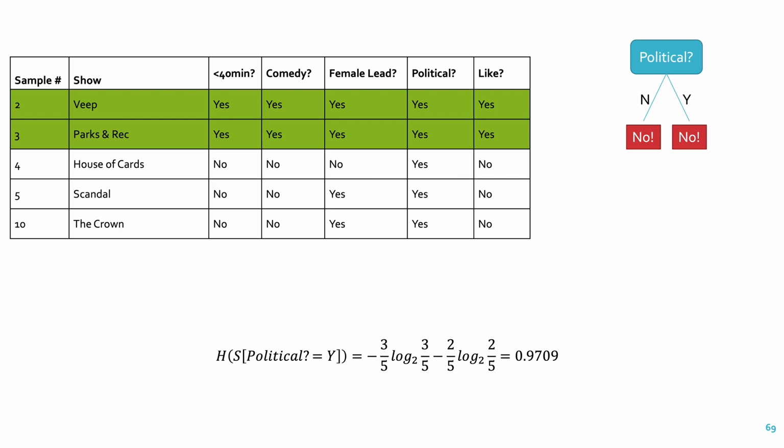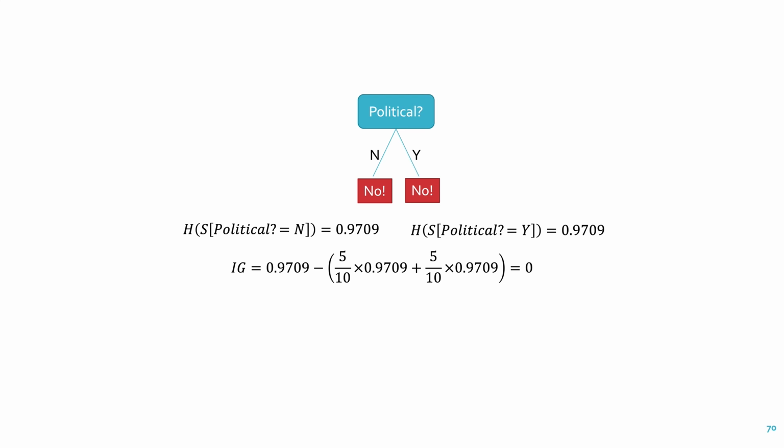We end up saying no on both sides, which doesn't look good. We know that there are 5 out of 10 samples on the left side and 5 out of 10 samples on the right side. We calculate information gain and we see that it makes absolutely no sense to split on the feature political right now. It would do just as well if we just said no from the beginning and didn't make a tree.